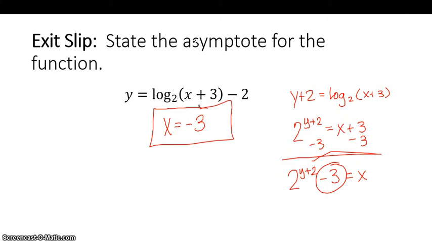Okay? All right, so for the rest of the time, you should work on the 7.4 worksheet. It's all about graphing. You can check your answer with my answer key to make sure that you're doing this correctly.